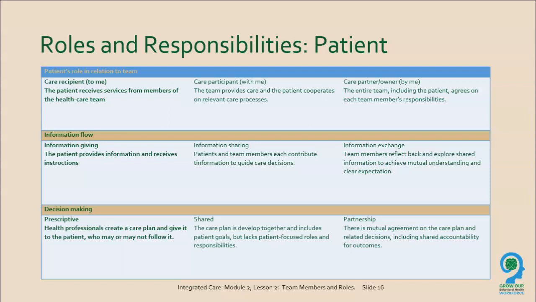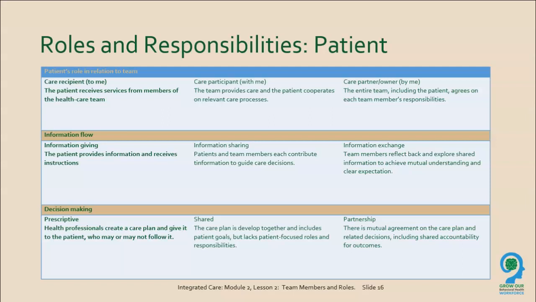Likewise, there are 3 levels of information flow: from the patient providing information and receiving instructions, to patients and team members each contributing information to guide care decisions, finally to information exchange where team members reflect back and explore shared information to achieve mutual understanding and clear expectations.